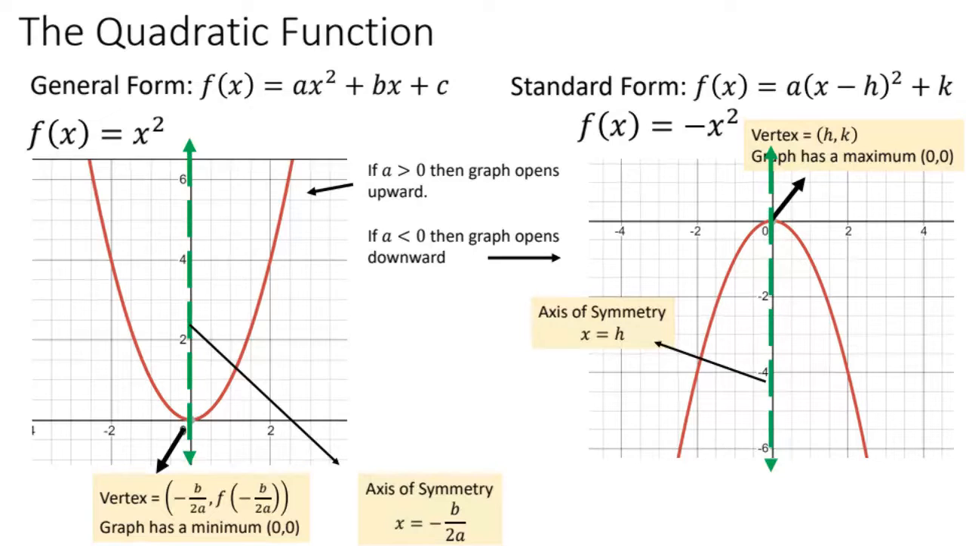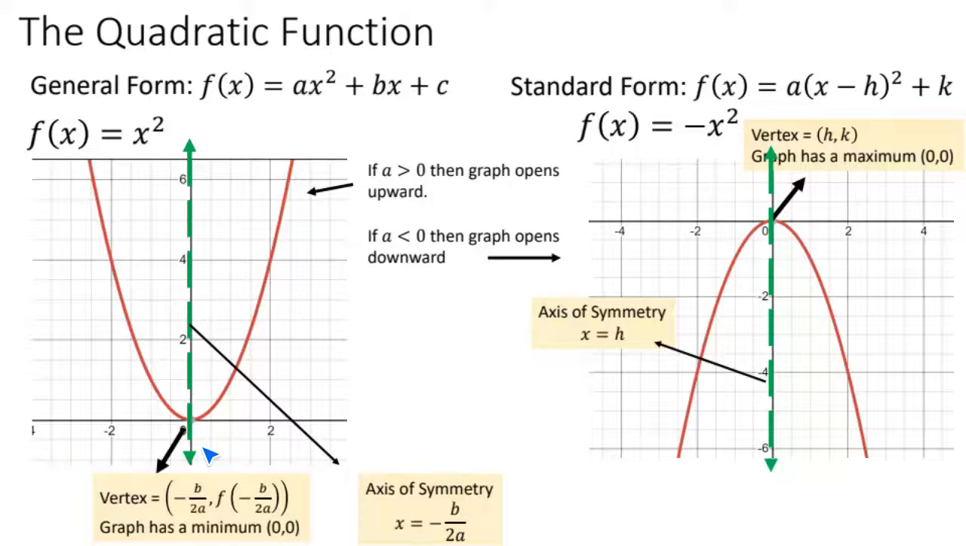Now, each parabola has an axis of symmetry, which is just a line that cuts the parabola in half, and I've represented it here with the green dotted line. The axis of symmetry is always going to be the x coordinate of your vertex. In this case, the negative b over 2a if you're using the vertex formula, or in this case, x is equal to h. So either way, if you remember that it's always the x coordinate of the vertex, then that is going to be your axis of symmetry.